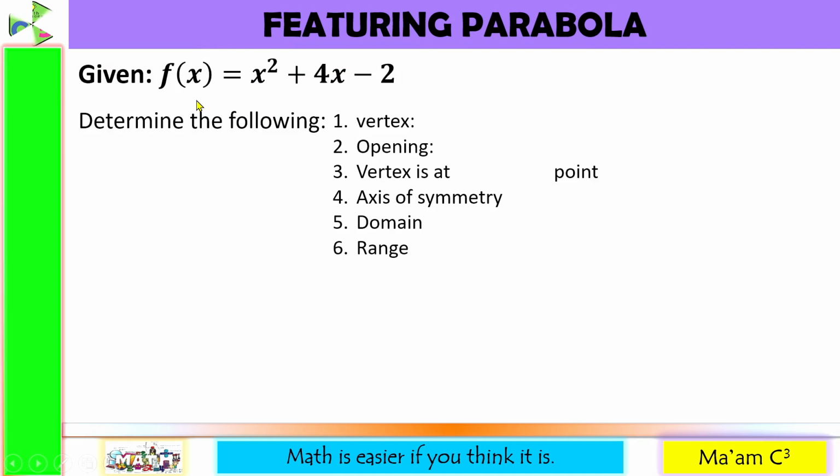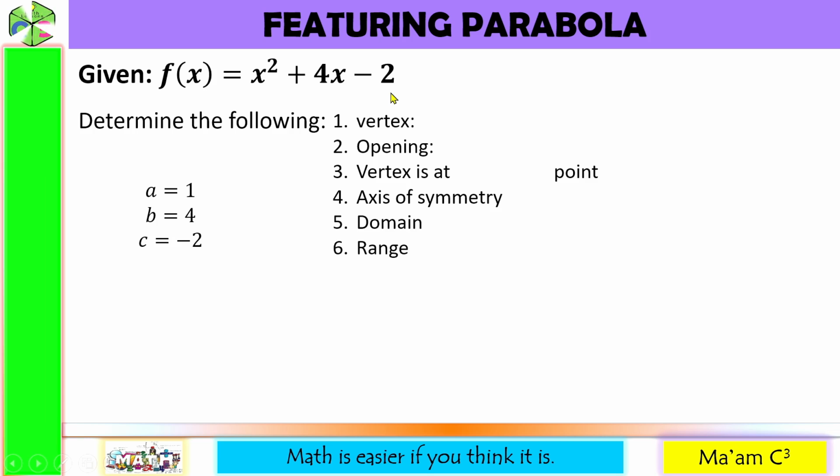Given f of x is equal to x squared plus 4x minus 2, we are going to determine the following. First, we have to determine the value of our a, b, and c. Our a is the numerical coefficient of x squared, so that is the invisible 1. Our b is 4, and our c is negative 2.